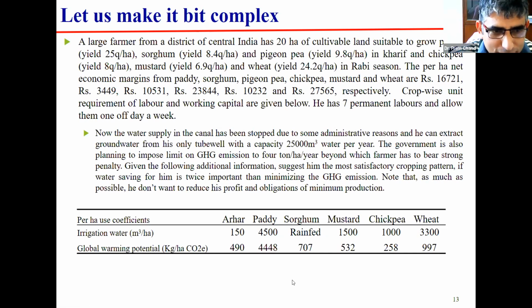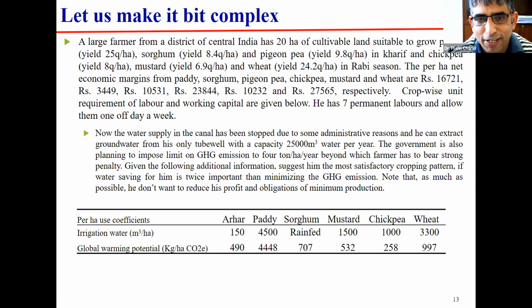So what are the given irrigation water requirements? Sorghum doesn't require water because it is rain fed, and paddy requires the highest water, that is 4,500 cubic meters per hectare. These are the water requirement or water use coefficients, and the global warming potential in CO2 equivalents. These are the GHG emission factors. So can you do it?